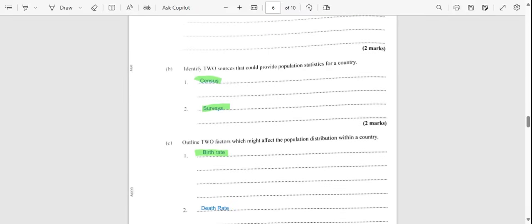Identify two sources that could provide population statistics for our countries. We know that the census is one obvious way of doing it, and usually most countries utilize the census. And secondly, we have surveys, which in itself is quite effective when we have to assess the particular needs of society. A survey could be conducted to figure out the ratio of persons who are employed to the ratio of persons who are unemployed.